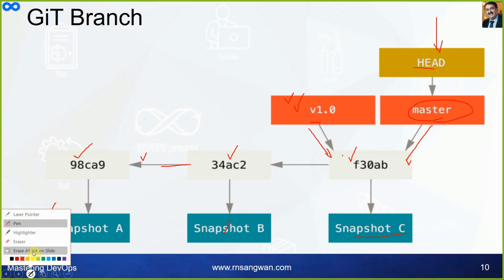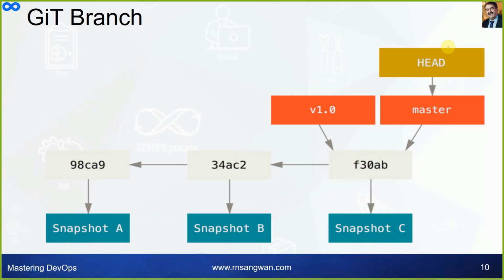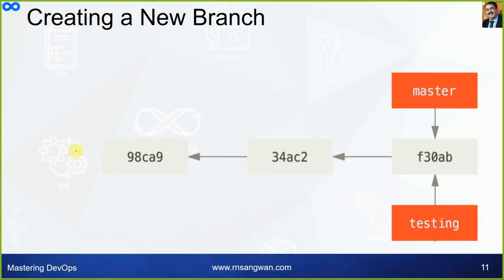So if you ask me, it works like this. Wherever the head is, that is your current active branch where you are working. And master points to the last snapshot, the last commit, where it is done. And then every commit has a pointer to the previous commit, all the way back to the first commit. So this is how you create a new branch.